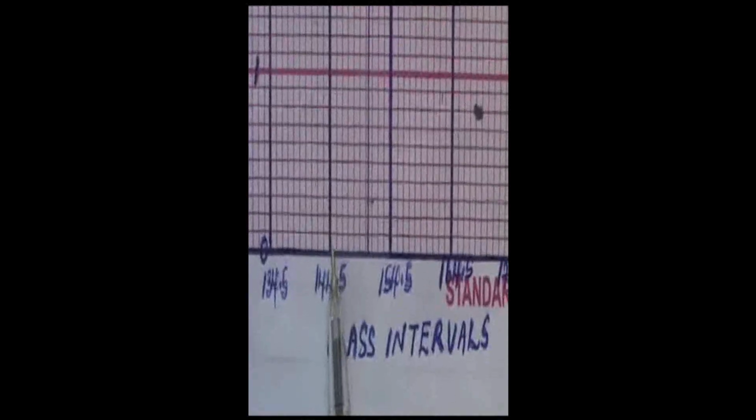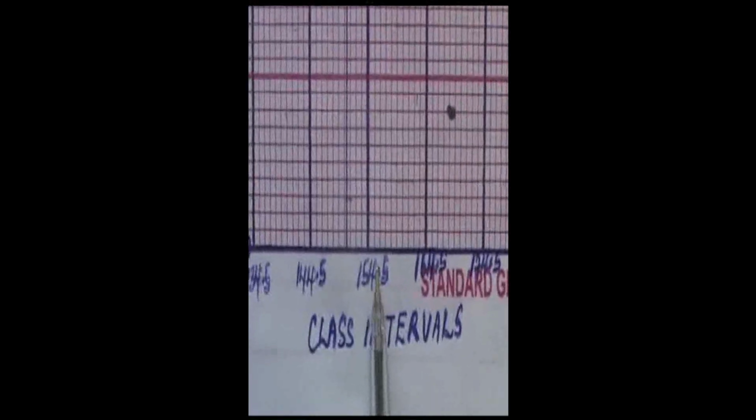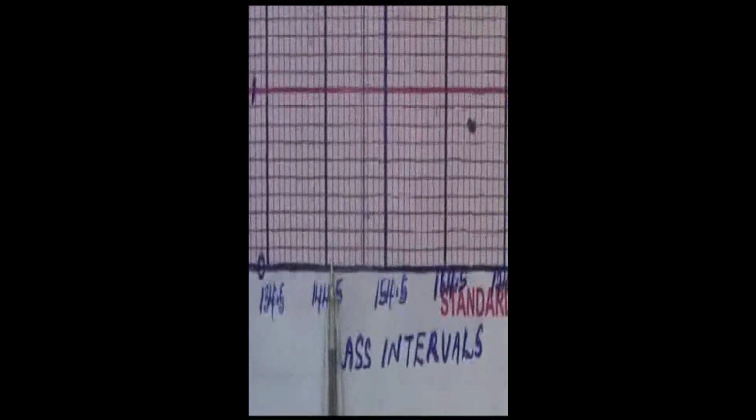This is 144.5, this place, and this is 154.5. That means from here to here is 10 units. So if from here to here is 10 units, and we have 1, 2, 3, 4, 5, 6, 7, 8, 9, 10 small squares, that means each of the small squares is 1 unit.